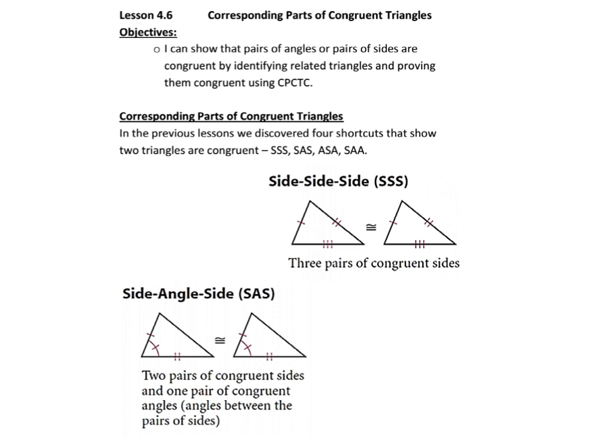In the previous lessons, we discovered 4 shortcuts that show 2 triangles are congruent: side, side, side; side, angle, side; angle, side, angle; and side, angle, angle. So these 4 work. They're good. So we're going to review those now. Side, side, side.